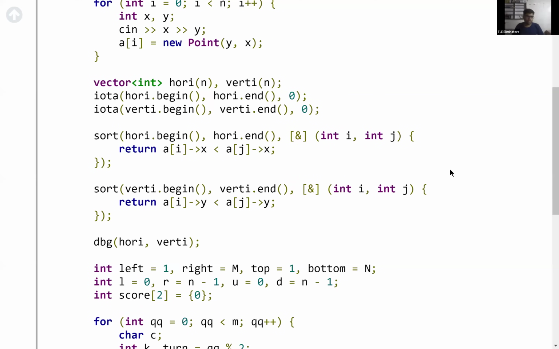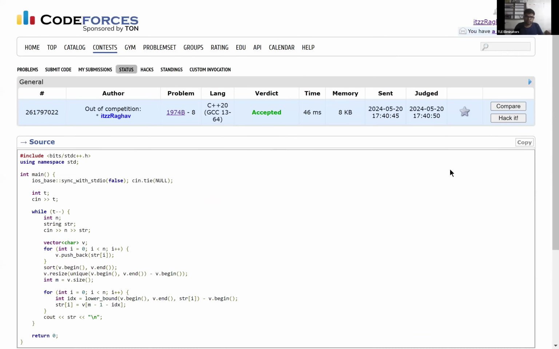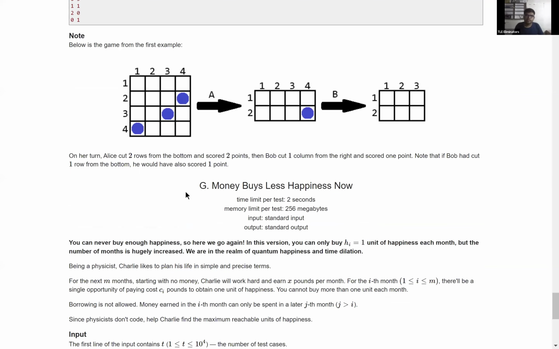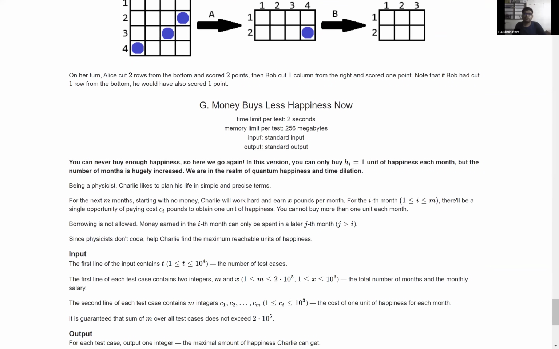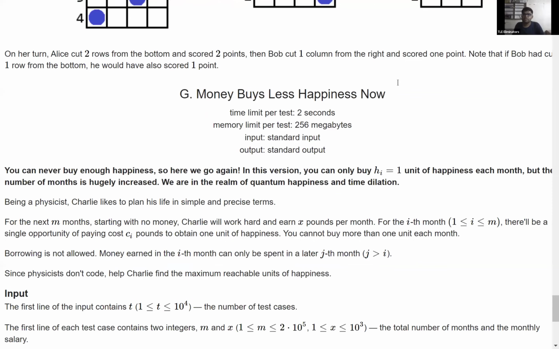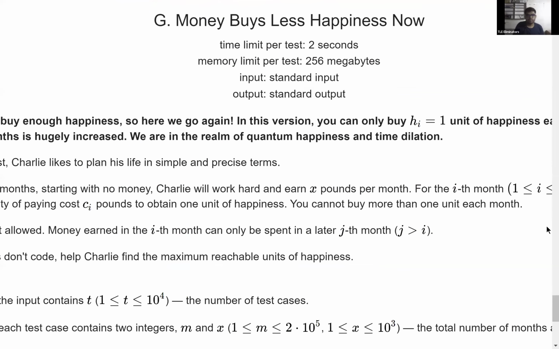Okay, so let's move on to the last problem for today's contest. This is the seventh problem, and this is the last one. It says that money buys less happiness now. So the value of money has reduced, sadly. The money cannot buy everything now.